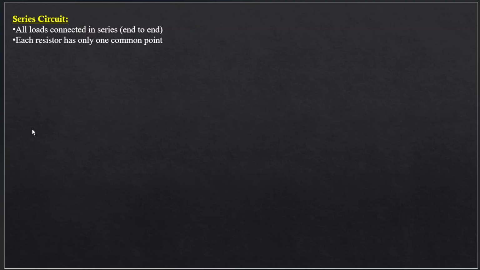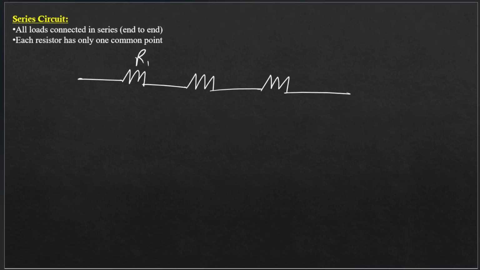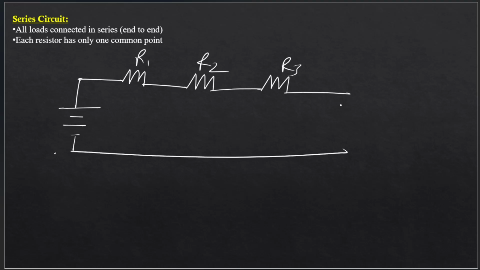Now let's explore what series circuits are. In series circuits, all the loads are connected in series. Say this is our first load, then we'll have another load. Let's draw another one, and let's term them R1, R2, and R3. As a series circuit, all the loads are connected end to end, one after the other. And this would be the source. Let's complete the circuit, here's the complete closed conductive pathway.